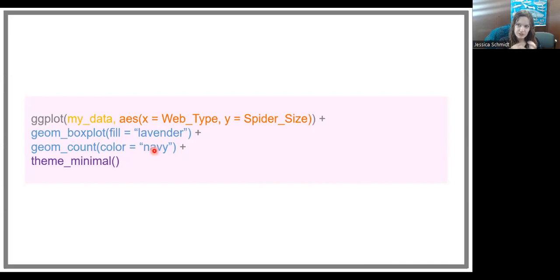And remember, when we're filling something in, we use fill, and when we're looking at lines, outlines, dots, stuff like that, we're using color instead. So if you put fill here for navy, then you would not be able to see the same result that I'm seeing. You'll be a bit confused why it's showing up as black instead of navy. And then theme minimal.